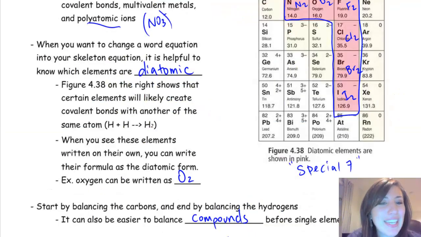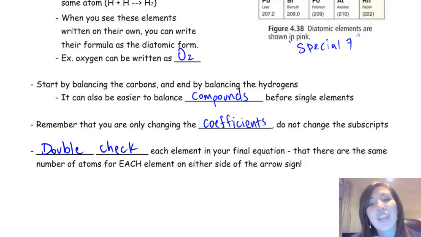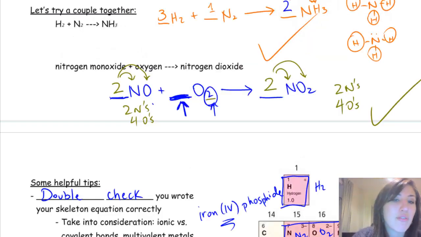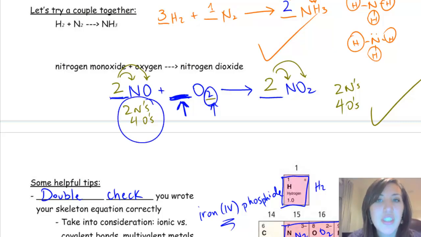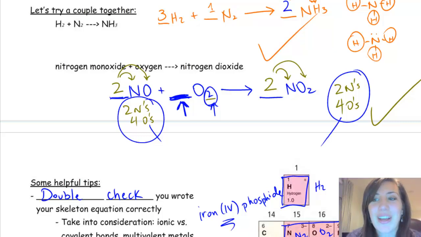And last but not least, please double check at the end. Double check, triple check, quadruple check all the time that you have made sure that the number of atoms on the left equals the number on the right. So here I checked that there were 2 N's on the left and 2 N's on the right. 4 O's on the left, 4 O's on the right. That way you know you did it correctly.